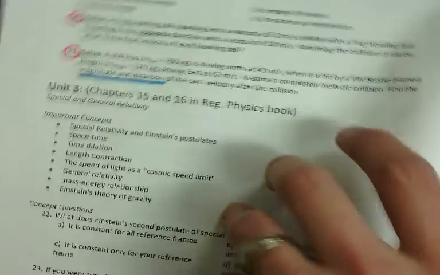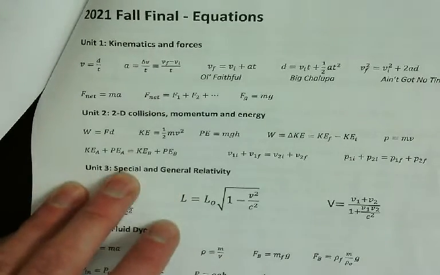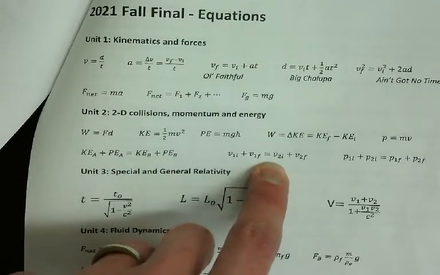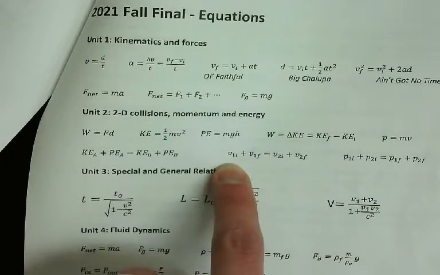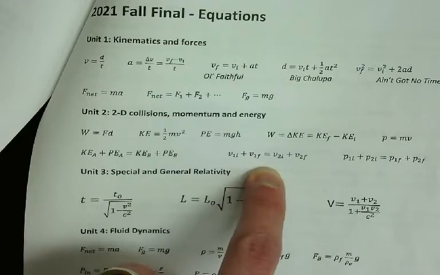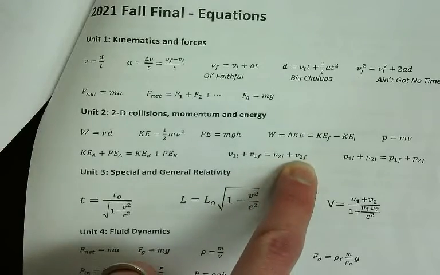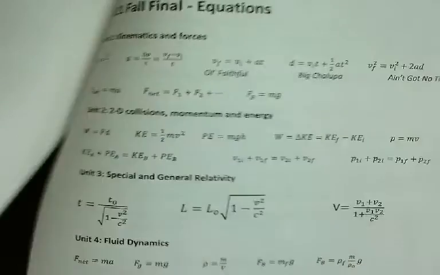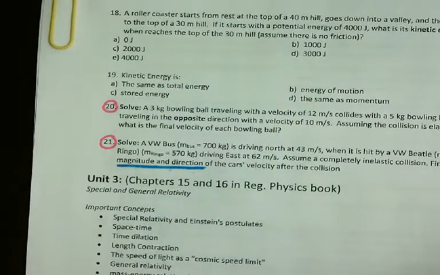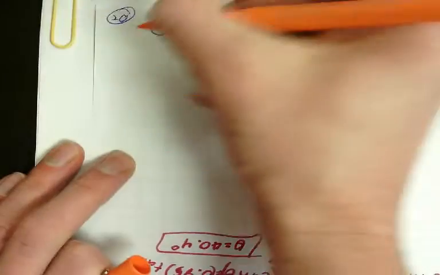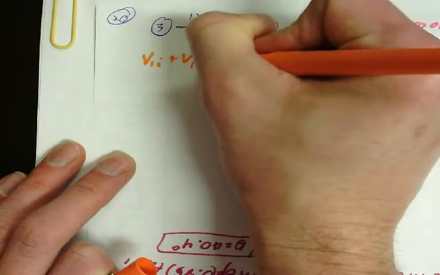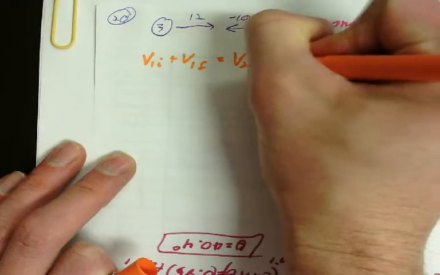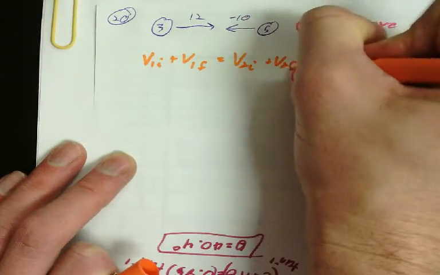So the shortcut equation, if you look at your equation sheet, the very last page, the shortcut equation is this one. V1 initial plus V1 final equals V2 initial plus V2 final. That's the shortcut equation. Okay? That's what we're going to use here. So all we're going to do is V1 initial plus V1 final equals V2 initial plus V2 final.